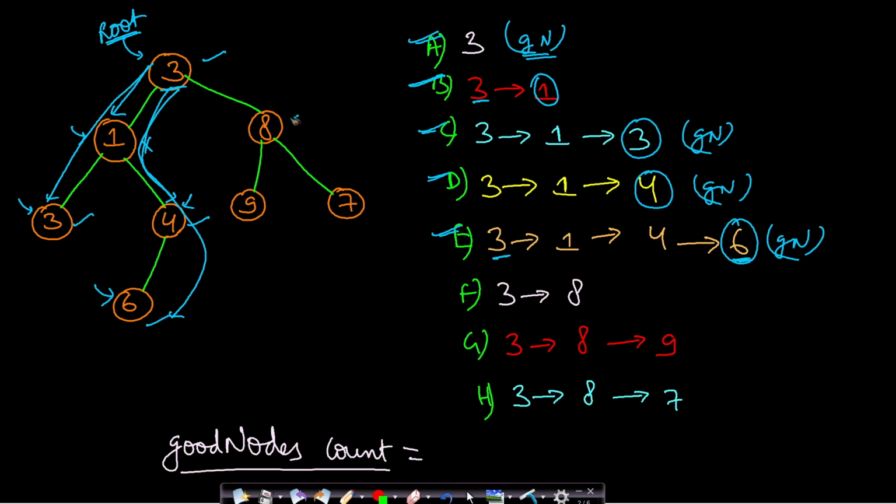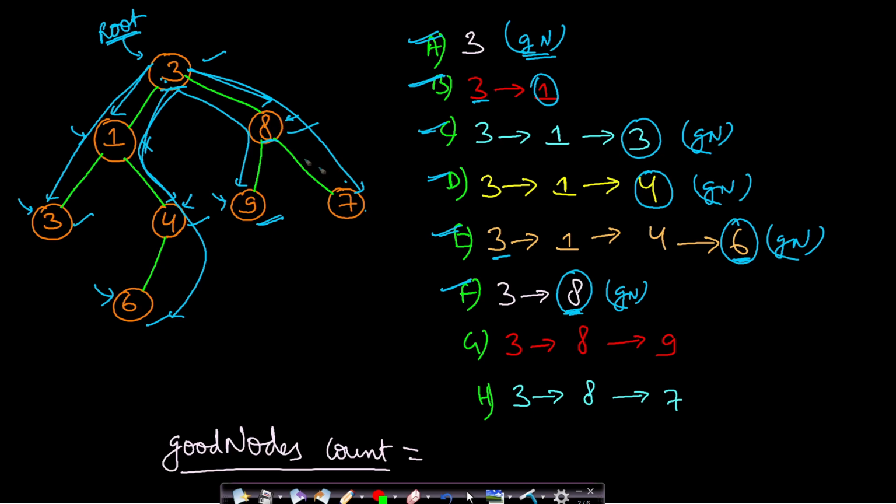Now if you see for this 8, the root to current node path is 3, 8, and this is given in sequence F, and clearly you can see that there is no node which is greater than 8, and so this is also a good node. If you look at this 9, this will also be a good node because there is no node in the path from 3 to 9 which has value greater than 9. So this is also a good node. And similarly, in this sequence 3 to 7, is there any node greater than 7 in the 3 to 7 path?